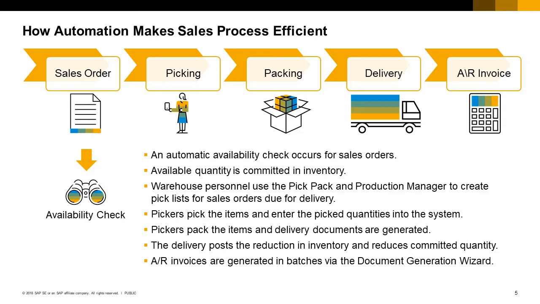Pickers pick the items from warehouse shelves and enter the picked quantities into the system. Pickers create packages for the items with packing lists and delivery documents generated via the pick, pack, and production manager. The delivery posts the reduction in inventory and reduces the committed quantity from the sales order. After the items are shipped, AR invoices are generated in batched billing runs via the document generation wizard.